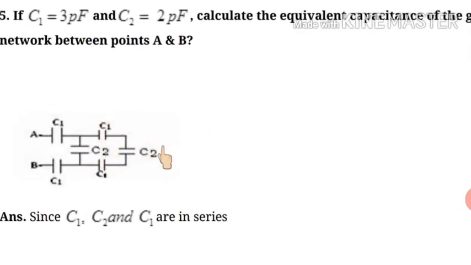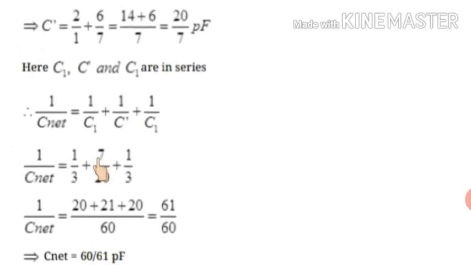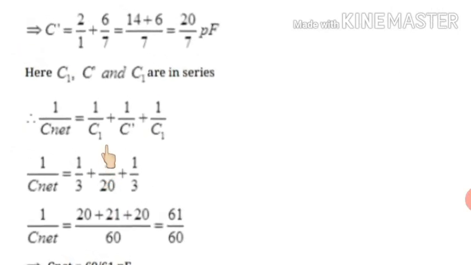We have calculated the net capacitance of these three. Now the equivalent capacitance of these three is in parallel combination with C2. So now we know for parallel combination, we simply have to add. So this is C double dash. It will be 2 plus 6 upon 7. We know in parallel combination the equivalent capacitance is simply C1 plus C2. So 2 plus 6 upon 7, when we solve it, finally we'll have 20 upon 7 picofarad.